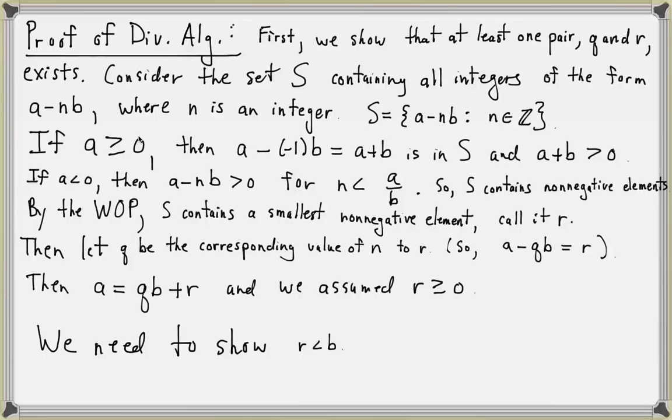If I can show that R is less than B, then we'll have shown that at least one pair Q and R satisfies the criteria of the division algorithm. So, for a contradiction, suppose that R is not less than B. So let's suppose R is greater than or equal to B.